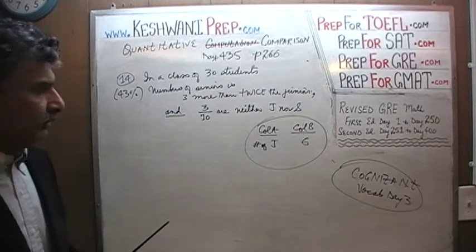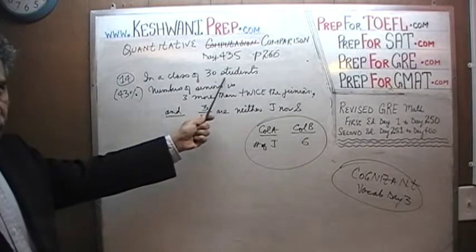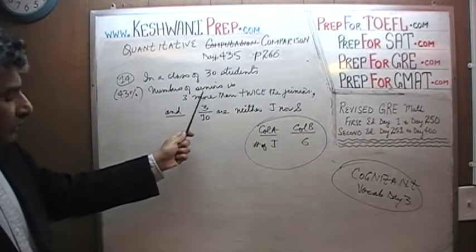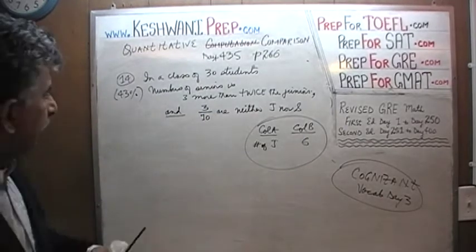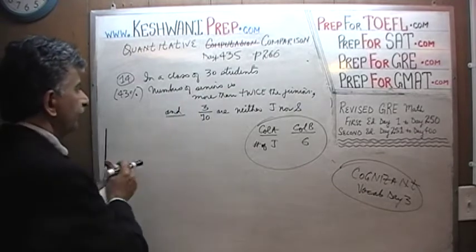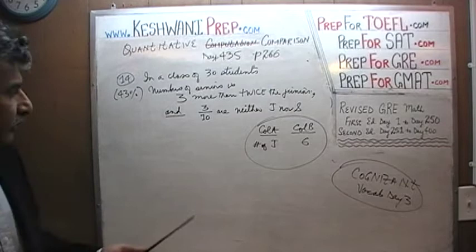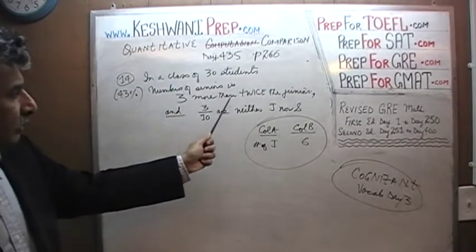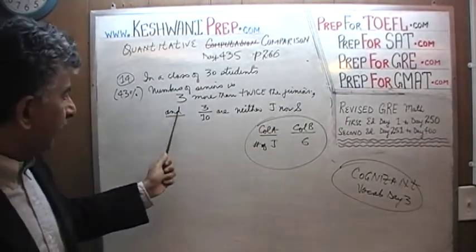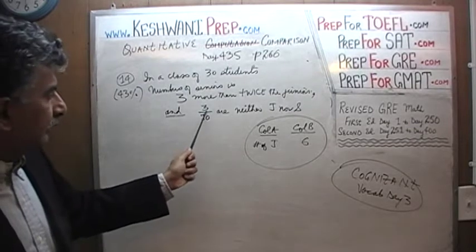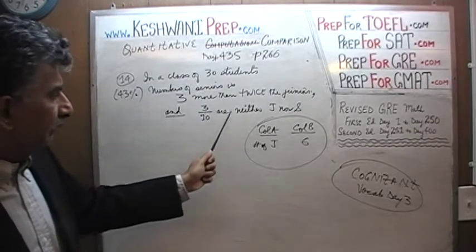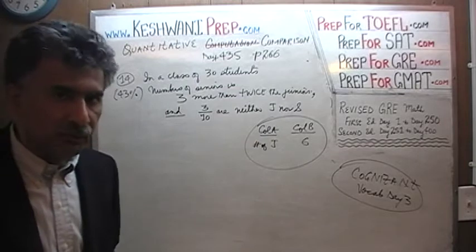Here's what the problem says. In a class of 30 students, the number of seniors is three more than twice the juniors. And we are told that three tenths of them are neither juniors nor seniors.